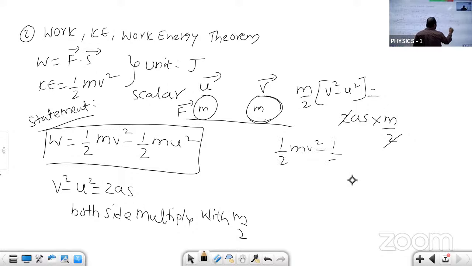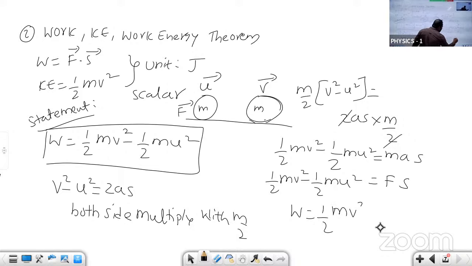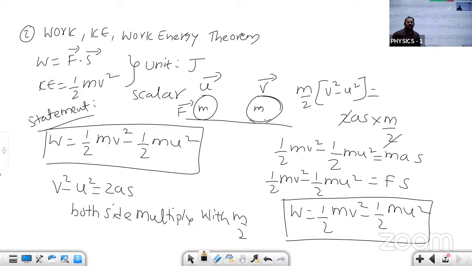Half mv square minus half mu square equals ma into s. Ma, mass into acceleration, equals force. This is force into displacement. Force into displacement is nothing but work. So work done equals half mv square minus half mu square. This is: the work done is equal to the change in kinetic energy.